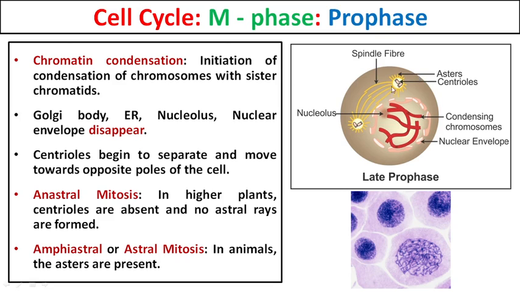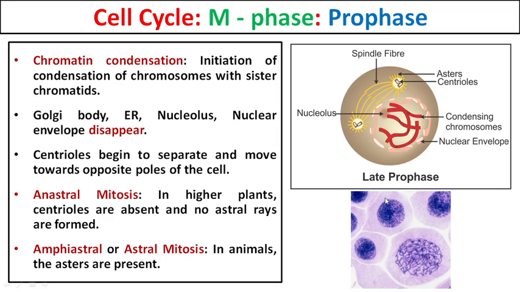The centrioles are moving apart. Then the plasma membrane, nuclear membrane, my mistake. Nuclear membrane is disintegrating, it is dissolving. The DNA is now condensing and forming these chromosome-like structures. If you look at it under a microscope, this is how it will look.